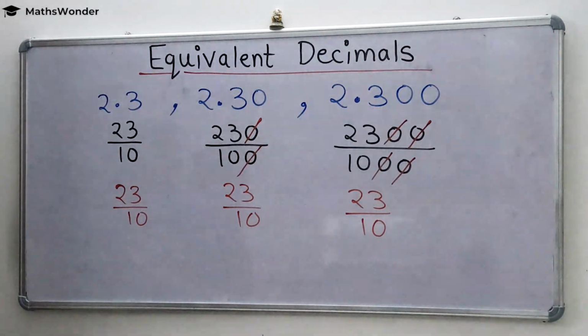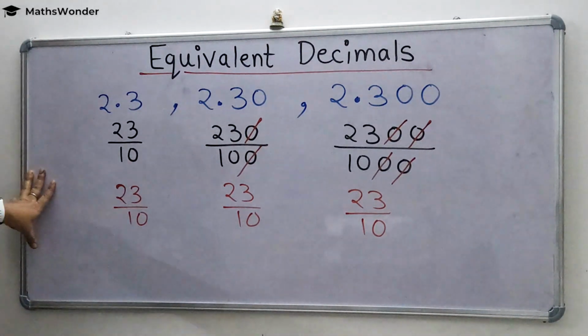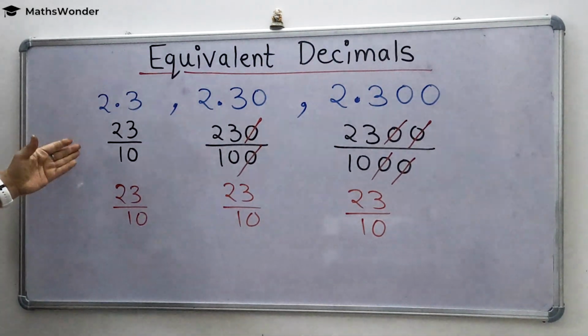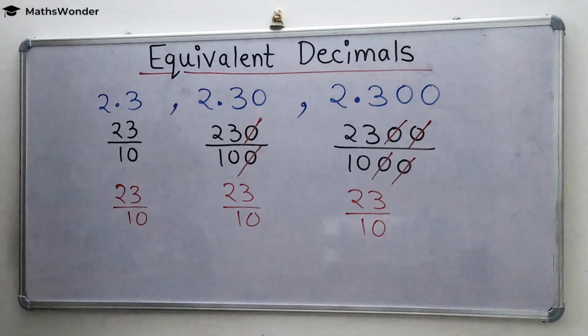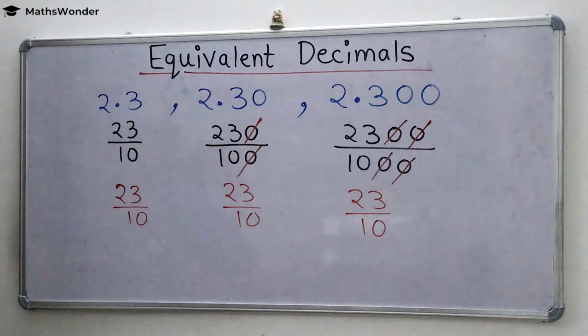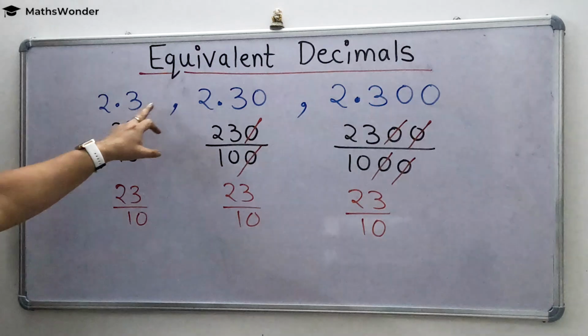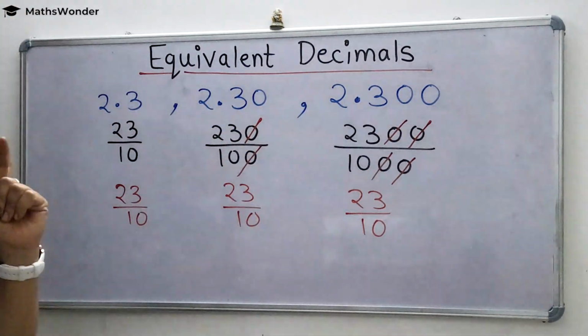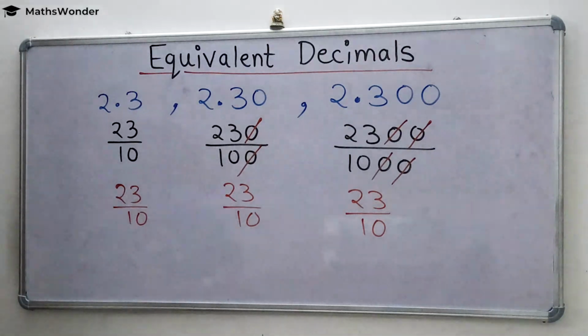So basically, like decimals may or may not have the same number of digits to the left of the decimal point, but decimal numbers like these are equivalent decimals, although they are unlike decimals. Why do we call it unlike decimal? Because the number of decimal digits is not the same. Here is 1 digit, here is 2 digits, here is 3 digits. So we call it unlike decimal, but the values are the same in all the decimals.